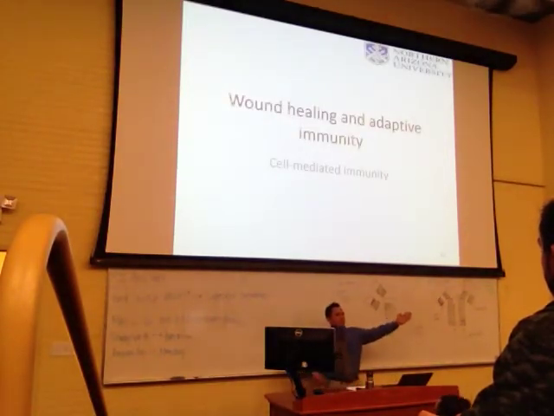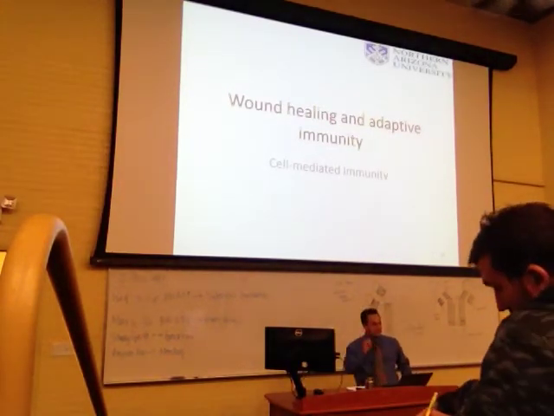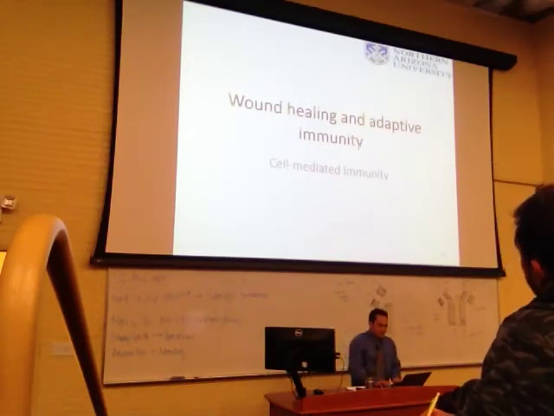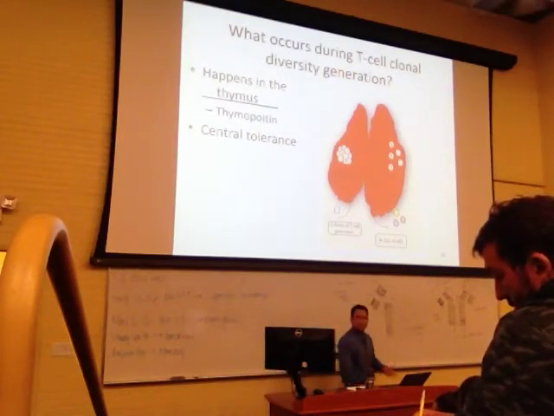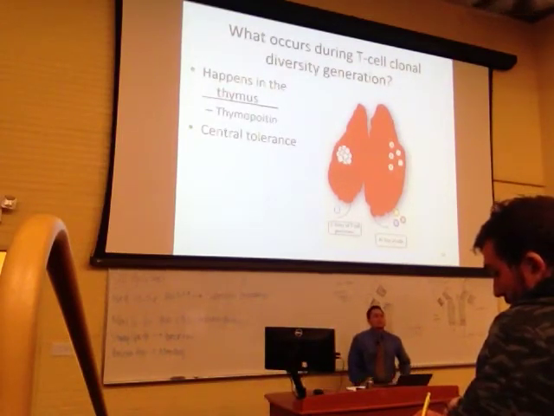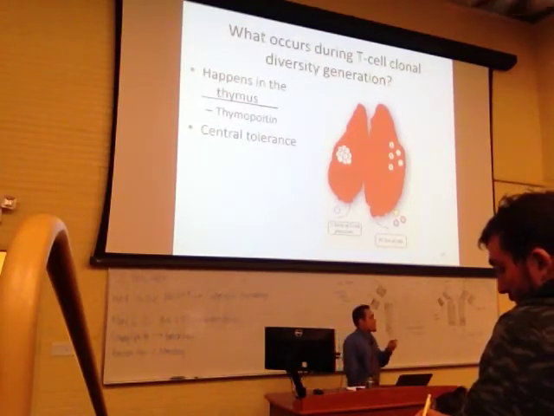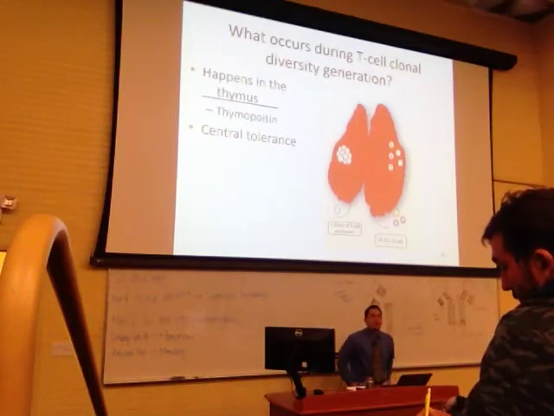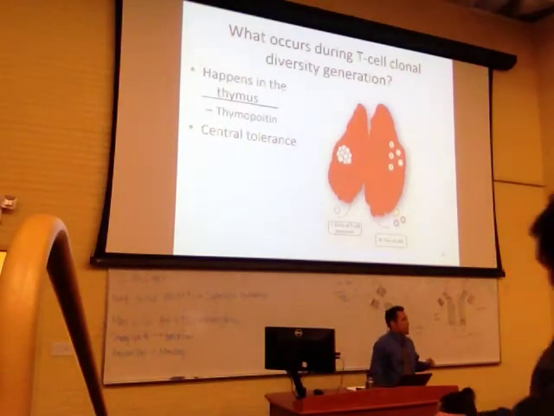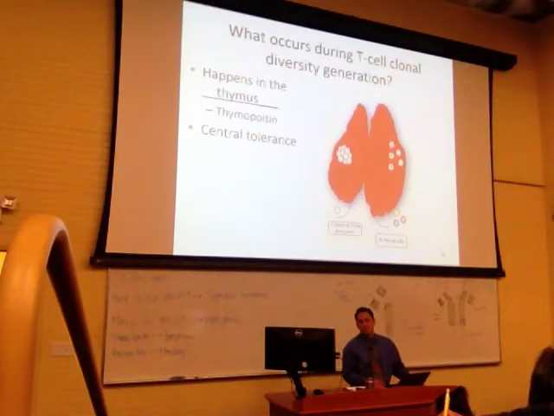Okay, cell-mediated. We're going back and forth between B and T cells today. Back to T cells, cell-mediated. The clonal diversity that takes place here, right, happens at the level of the thymus. The clonal diversity that happens for B cells happens where? In the bone marrow. Here it happens in the thymus. Thymopoietin is a hormone that's released by the thymus to help with the maturation process of T lymphocytes.